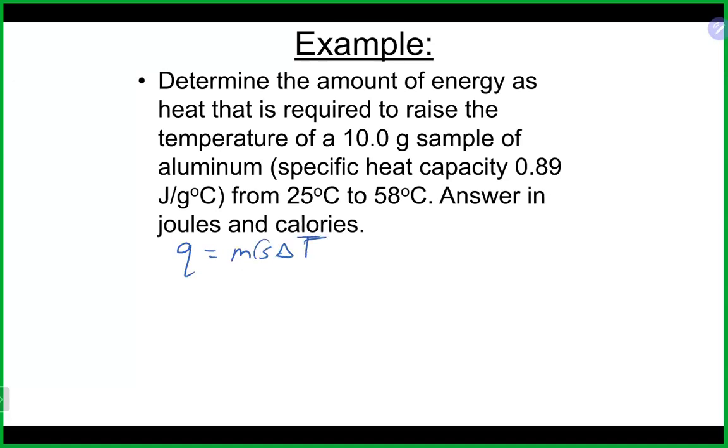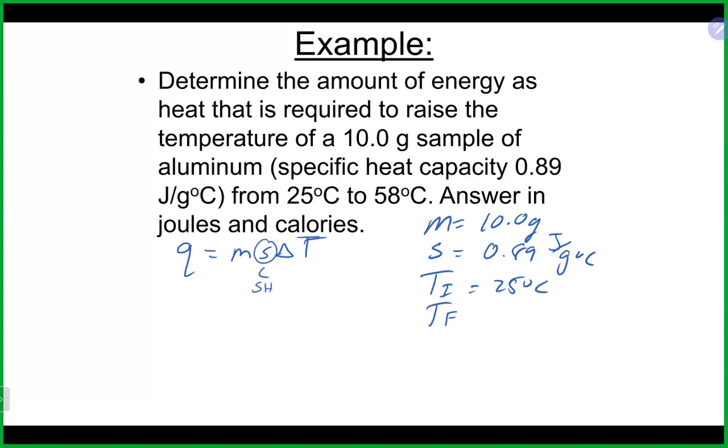By the way, for specific heat capacity, sometimes people will use C for the symbol, and sometimes people will use SH. They're all basically the same thing, specific heat capacity. In this case, we have our mass, which is 10 grams, the specific heat capacity of 0.89 joules per gram per degree Celsius, and our initial temperature of 25 degrees Celsius and final temperature of 58 degrees Celsius. So we have everything we need to plug and chug.